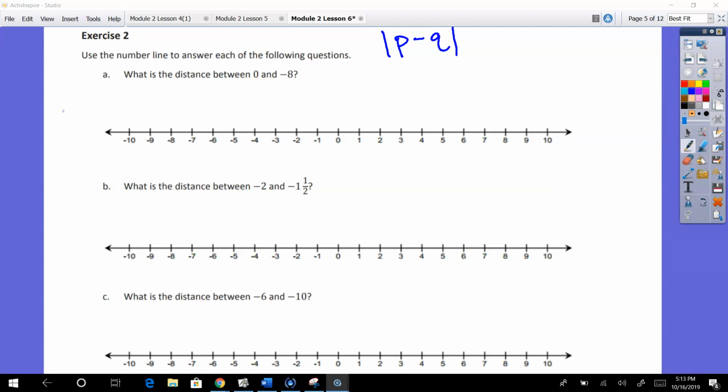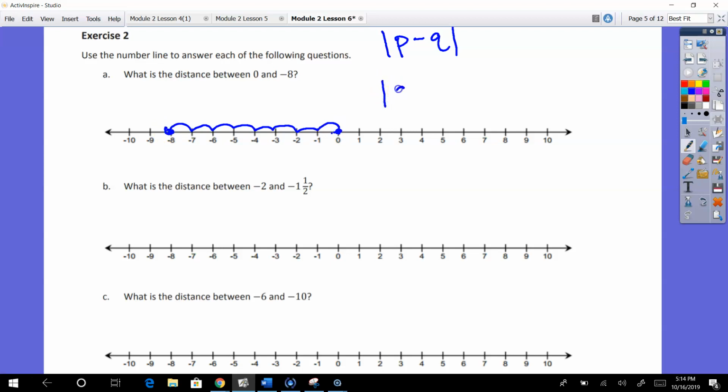Okay, so we have gone and done these problems. What is the distance between 0 and -8? 1, 2, 3, 4, 5. Whoops. That was silly. We needed to be going the other way. 1, 2, 3, 4, 5, 6, 7, 8. So I'm counting the distance between both of these. That's why I'm doing the bumps again.